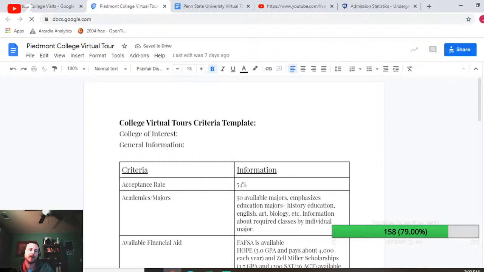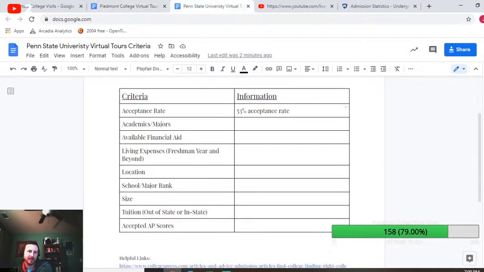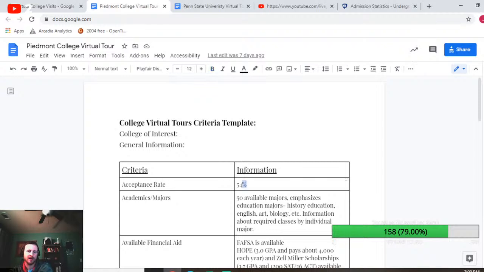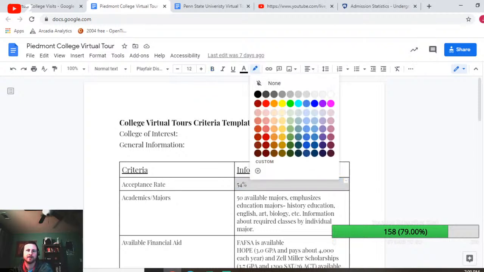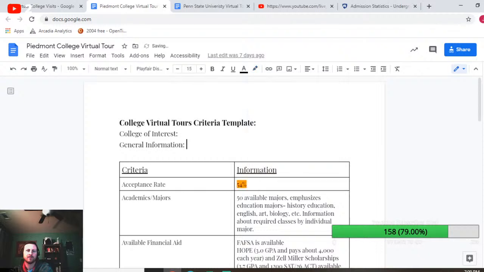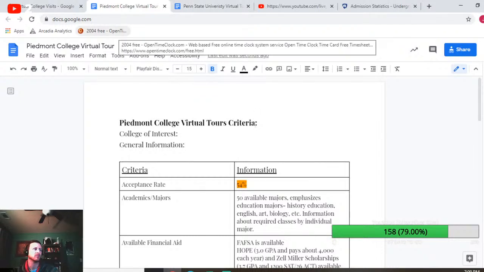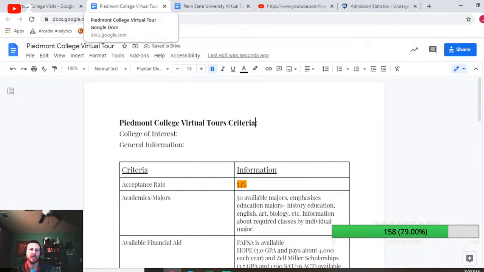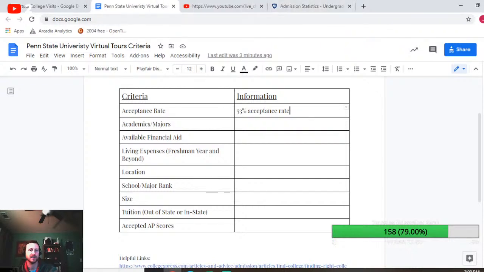So this one says 54. I'm sorry, I find it so difficult to think that Piedmont's acceptance rate is 1 point higher than a university like Penn State. I don't think that's right at all. From stuff like Piedmont, I would think that's going to be 70 or higher. And SCAD's was pretty high, but I don't think they can be super picky about who goes there just because of how expensive it is.